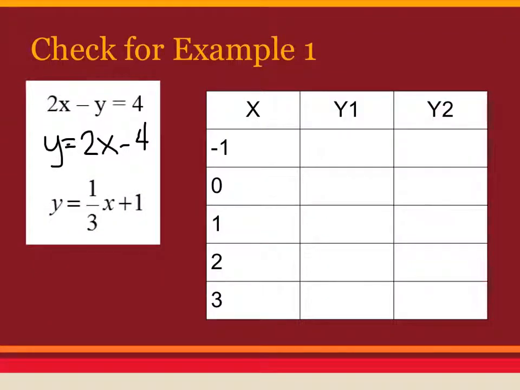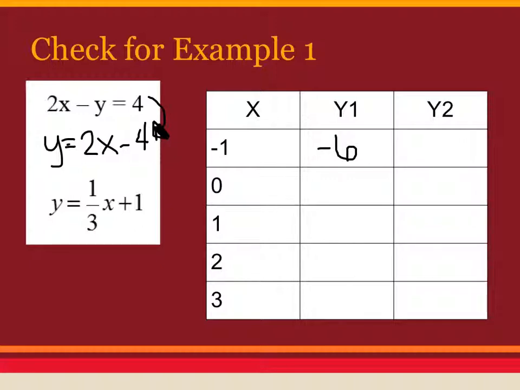Now, to check your solution for a system of equations using a graph, it's very easy to pull up the table menu when you're using your calculator. Our second equation, we transformed and we got y equals 2x minus 4. So I'm going to use that for y1, and then we're going to use y equals 1/3 x plus 1 for y2. Now, when the value of x in my table is negative 1, 2 times negative 1 minus 4 gives negative 6, and we saw that on our graph.